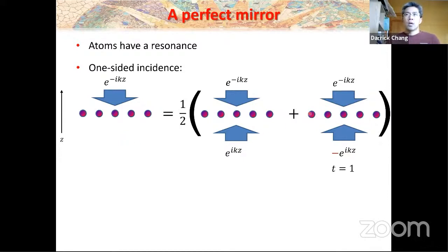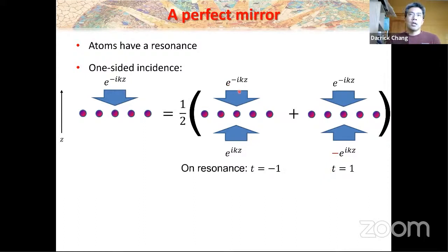So let's consider this problem first. Because these two fields are out of phase, in the atomic plane the fields actually cancel out. They form a node, which means that the atoms can't be driven by the field at all. And then the atoms effectively don't do anything. They're effectively not even there. And so if I have no atoms, then each individual field is going to propagate past this atomic plane with a transmission coefficient of 1.